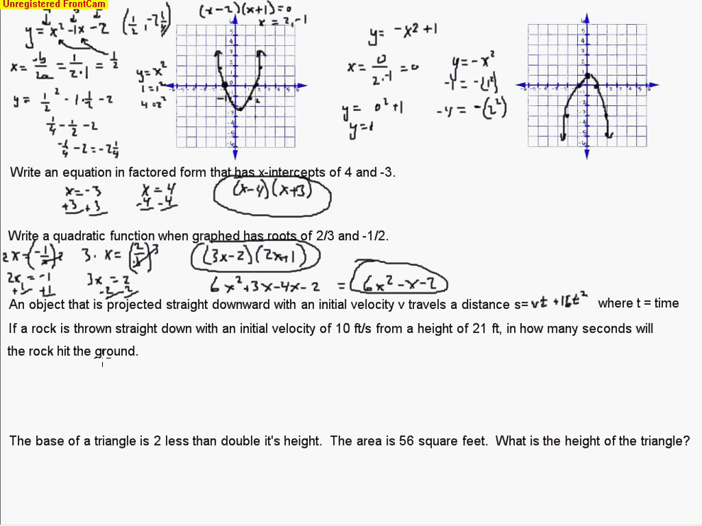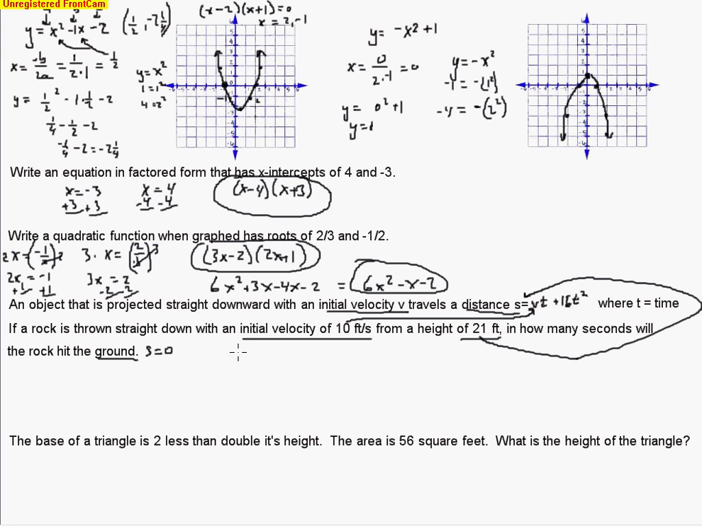Well, the ground means s equals 0. So we're going to set s equal to 0 eventually. But what we want to do is substitute some of these things into our formula. So here, notice the initial velocity is v, it says right here. So 10 has to go in place of v. And the height is 21 feet. So it travels a distance s. Well, it's got to travel that 21 feet. So 21 has to go way over here in place of that s right there.